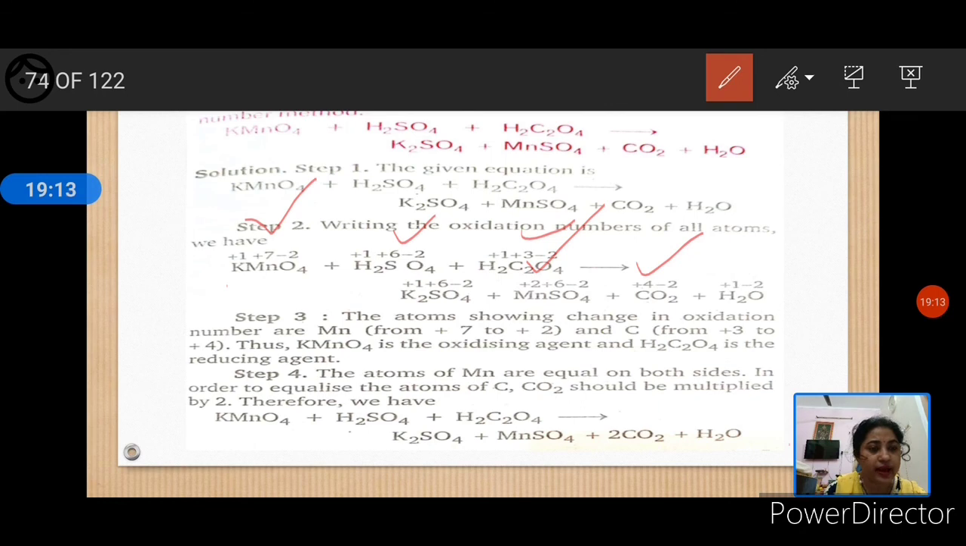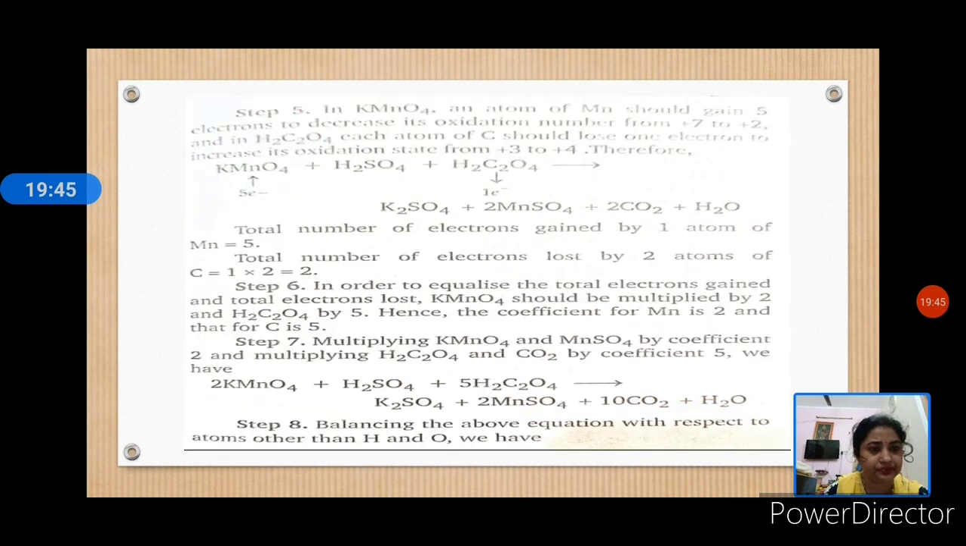The atoms of manganese are equal on both sides. In order to equalize the atoms of carbon, carbon dioxide should be multiplied by 2. Therefore, here see, manganese is 1. Here also manganese is 1 in number. Carbon here is C2 and here we have only CO2, 1 carbon. So what will we do next? We will just multiply CO2 by 2. So this equation we are getting.